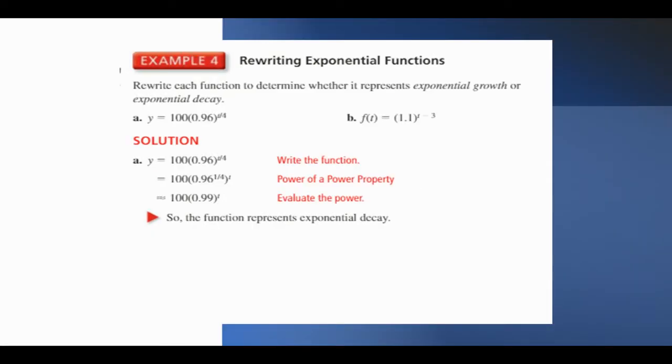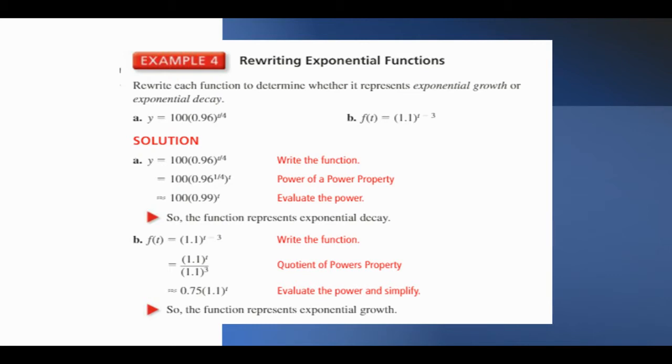Okay. All right. They want us to write these things. So do you notice the exponent is t over 4? That can really be written as 1/4 t. So what they do is they distribute that 1/4 into the parentheses. So down here, the t over 4 becomes 1/4 times 0.96. Well, 0.96 to the 1/4 power is 0.99. And so because the decimal value is less than 1, it's a decay.